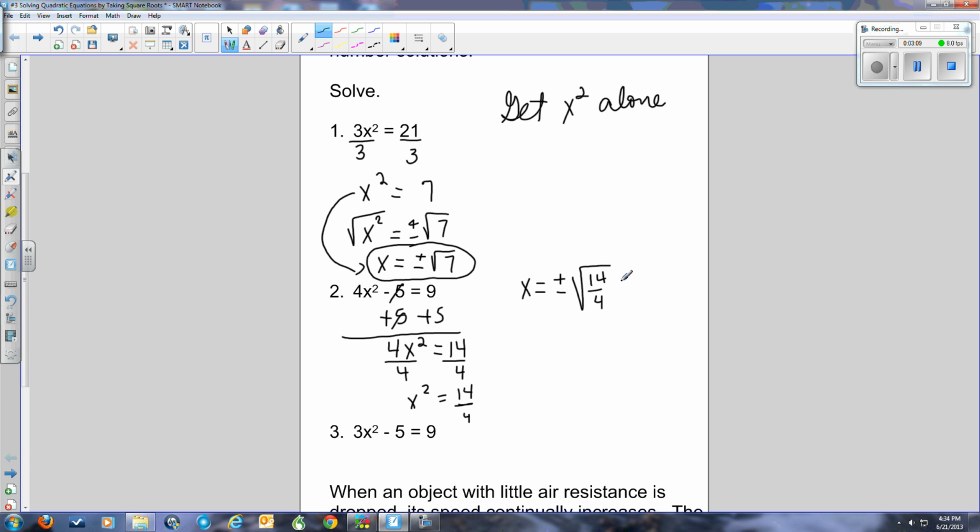Now remember, we can separate the numerator and the denominator with square roots. This is the same thing as having plus or minus the square root of 14 over the square root of 4. Now we can actually take the square root of 4. That gives us 2. So we have plus or minus the square root of 14 over 2. We can't take the square root of 14 and get a whole number, and there's really no way we can break that down and simplify it. So we end up with x equals plus or minus the square root of 14 over 2.